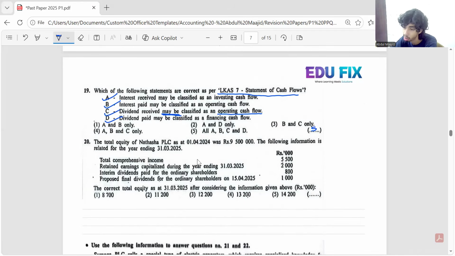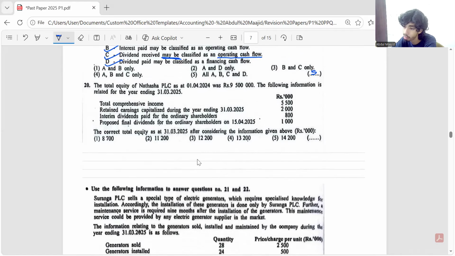And the 20th one. The total equity of Natasha PLC as at 1st of April 2024 was 9,500,000. They had given the opening equity, certain transactions, and they are asking the correct total equity as at 31st of March. Closing equity. Opening equity given as 9,500,000. The total comprehensive income for the year was 5,500,000. Total comprehensive income will increase your equity, plus 5,500,000.